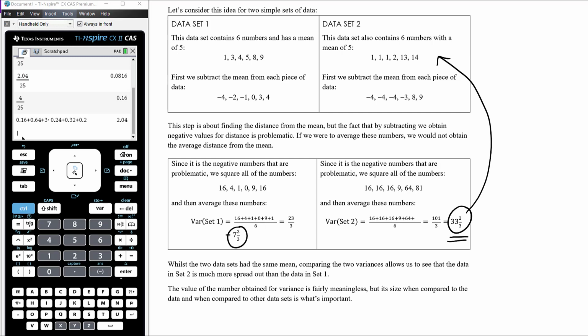So therefore we get a smaller variance. Now the value of the variance in itself doesn't really tell us anything. 33 2/3 doesn't really correspond to anything in particular to do with the data set. Well, it is the average of the squared distances. So the square root of that would be the average distance from the mean, and that's a more useful spread, and we call that standard deviation. We'll talk about that in a minute.